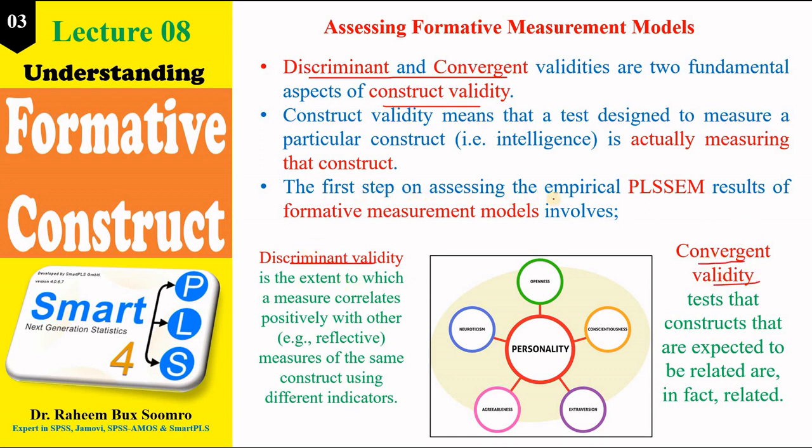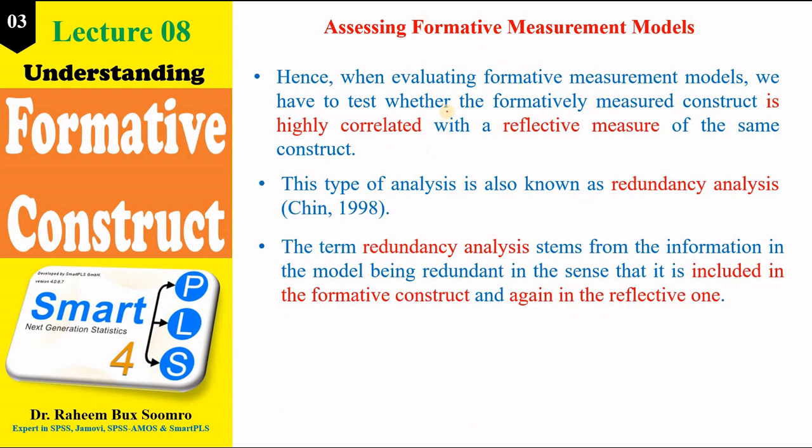The first step in assessing the empirical PLS-SEM results of the formative model involves these two. Discriminability is the extent to which a measure correlates positively with other measures, reflective or formative, of the same construct using different indicators. Whereas convergent validity tests whether the construct is in fact rated as expected. These are the two criteria to assess the validity of the formative measurement model. Hence, when evaluating the formative measurement model, we have to test whether the formatively measured construct is highly correlated with the respective measure of the reflective construct.